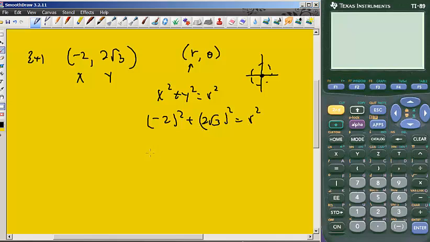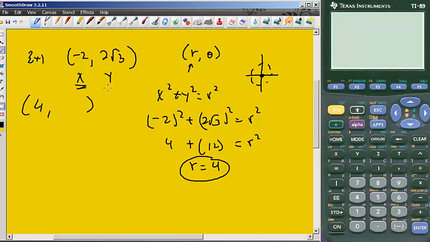And we're going to solve for r. So this becomes 4 plus this becomes 4 times 3, which is 12, which is equal to r squared, and that's 16, so r is equal to 4. So we found one, r is equal to 4. Now the only thing that's left is to find theta.